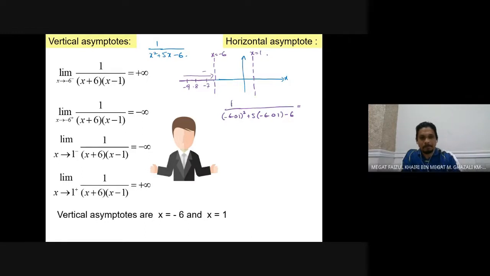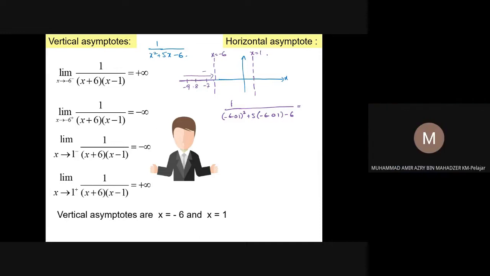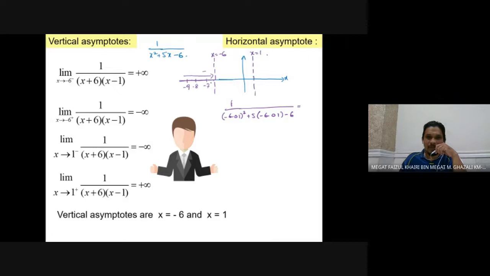Anyone? Hello, class. Are you there? Ada, sir. Okay. What if I choose a value of x that is very close to -6 from the left? Example, -6.01. Can anyone tell me what value you'll get here?